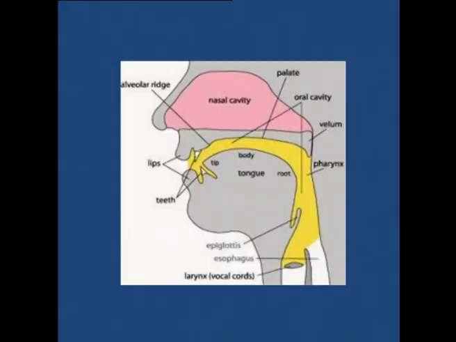Hello students, today's topic for discussion is sounds in English language. This is for B.Ed second year students of English methodology. Look at this slide. This is the most common image or picture that we get on the internet whenever we search for sounds of English. This picture is of the organs of speech.